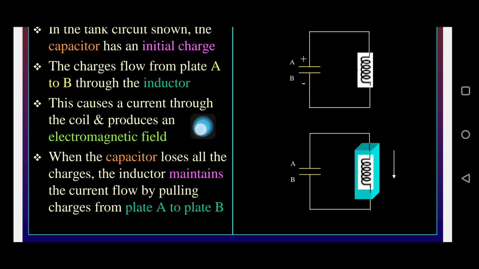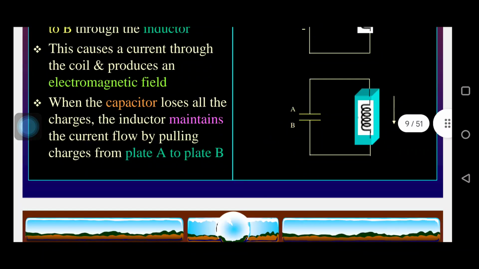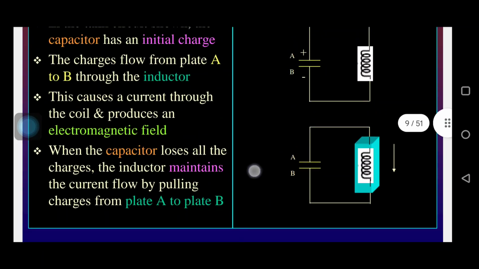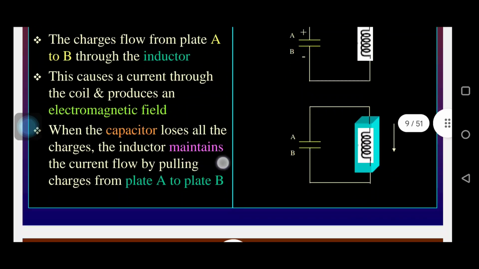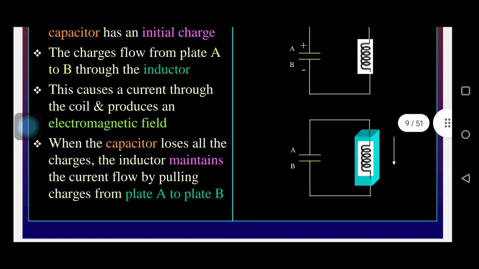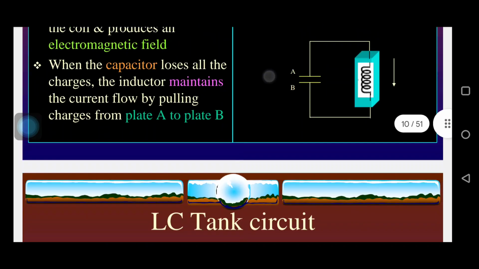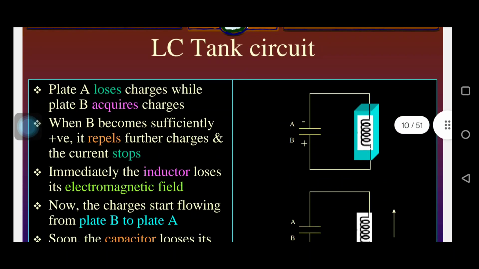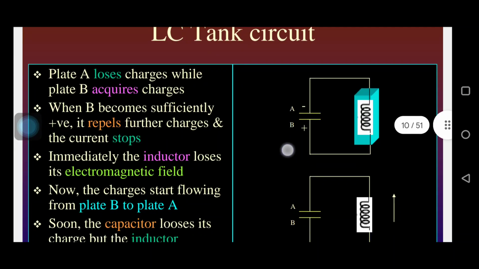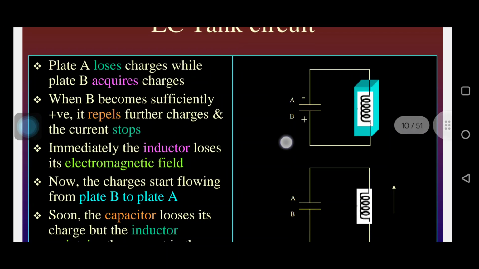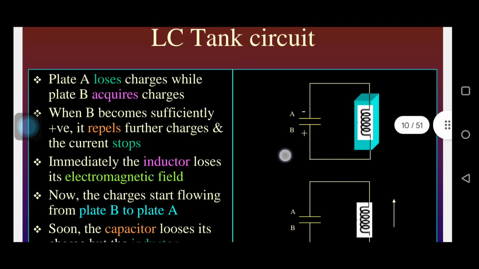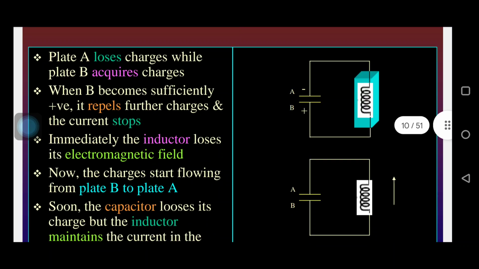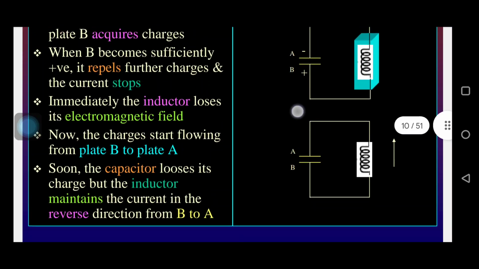So we already know about the concepts of inductor and capacitor. When this capacitor loses all the charges, the inductor maintains the current flow by pulling charge from plate A to plate B. Plate A loses charges while plate B acquires charges. When plate B becomes sufficiently positive, it repels further charges and the current will stop. Immediately, the inductor loses its electromagnetic field.